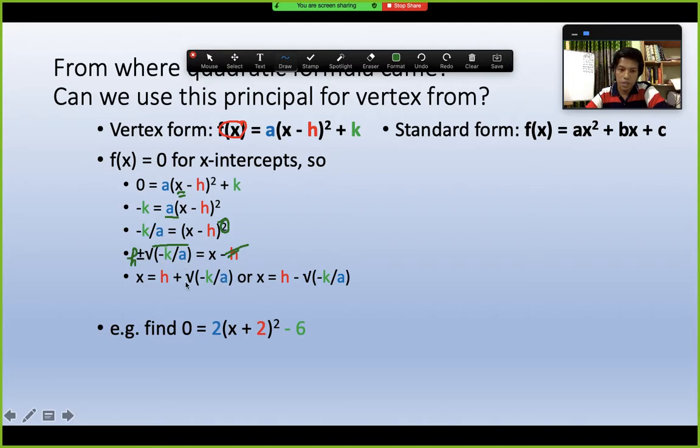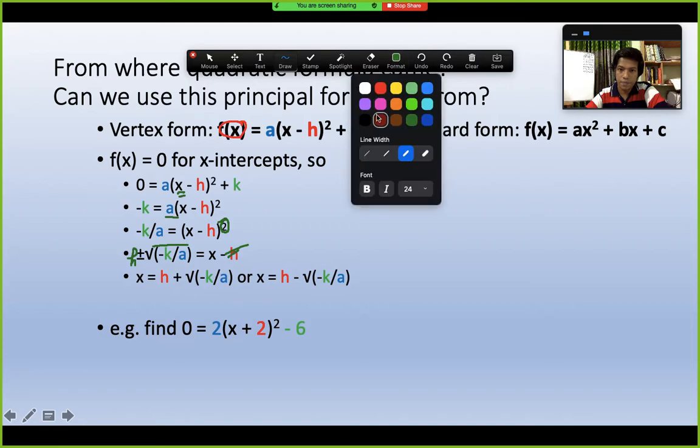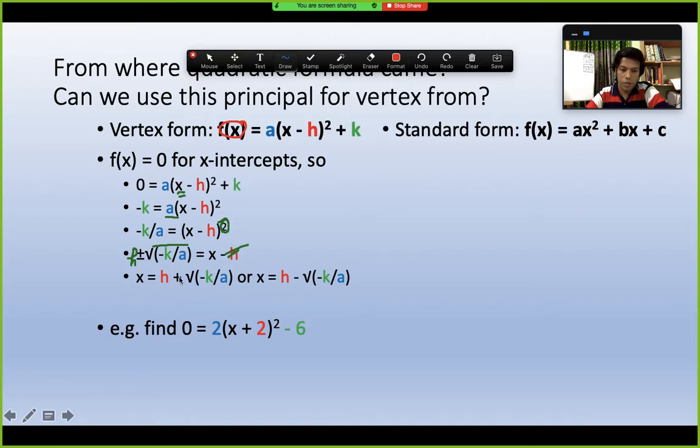That means for the plus, we will get one answer, and for the minus, we will get the other answer. So there are two answers coming for x. And we know that because this is a quadratic function, the maximum possibility is two roots of this equation, two intercepts. Of course, it is possible that we may get one x-intercept, and in some cases no x-intercepts. But the maximum is two x-intercepts, which we get from here.